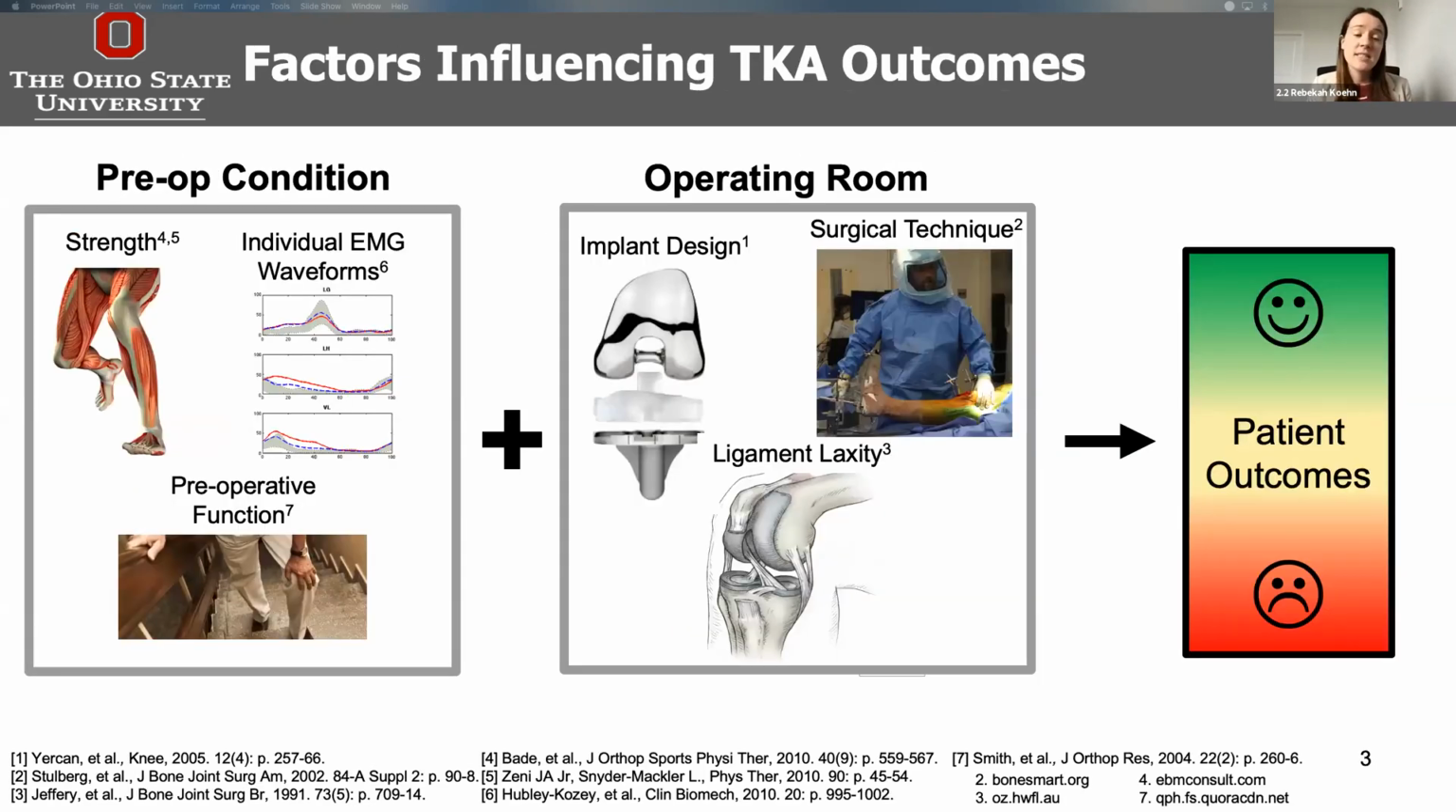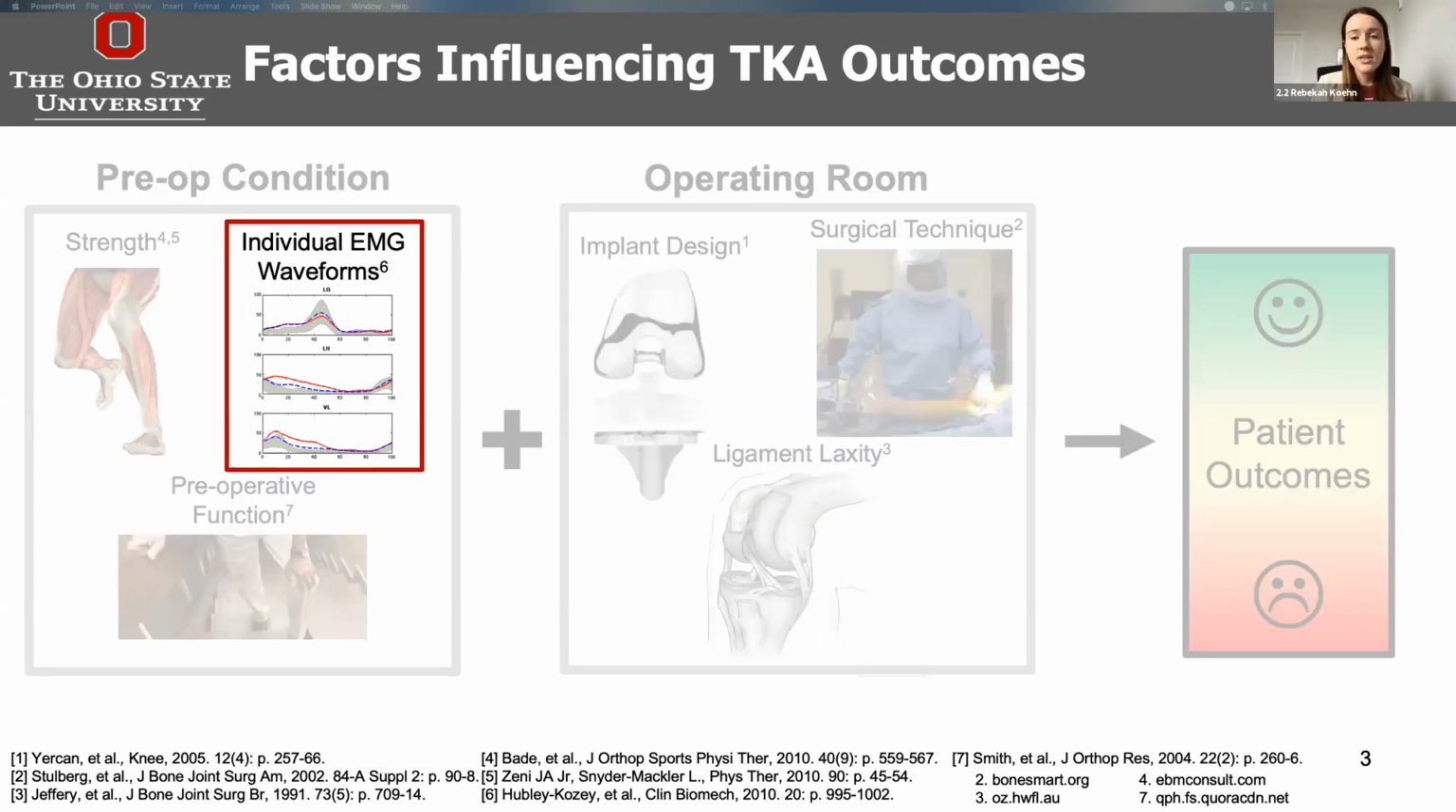Several studies have investigated whether these deficits are influenced by the preoperative condition or factors in the operating room, but we have yet to find a primary factor that can reliably predict patient outcomes. One promising area of research is neuromuscular control. However, previous work has focused on individual EMG waveforms, which alone cannot provide insight into the overall control strategy and its influence on patient function.